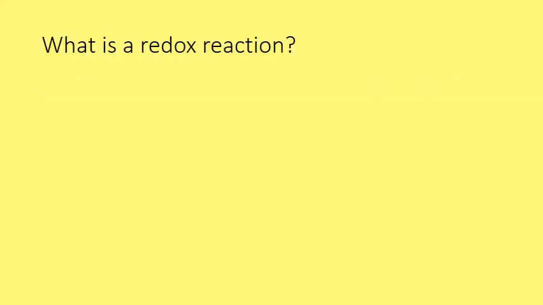Okay, what is a redox reaction? Let's just remind ourselves. Redox is just a combination of the terms reduction and oxidation. A gain of electrons is called reduction, and a loss of electrons is called oxidation. You'll remember OIL RIG as a mnemonic to help you remember which is which. Okay, so in a redox reaction they happen simultaneously, hence the term redox.